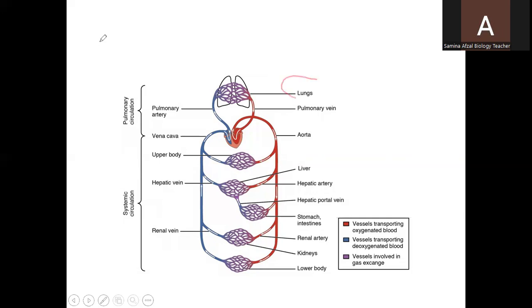Lungs are the organs where the exchange of gases takes place. Heart is a pumping organ which pumps the blood.